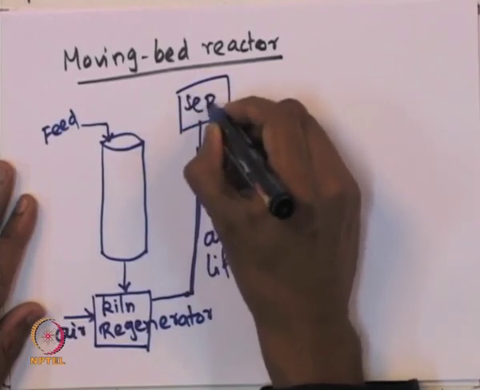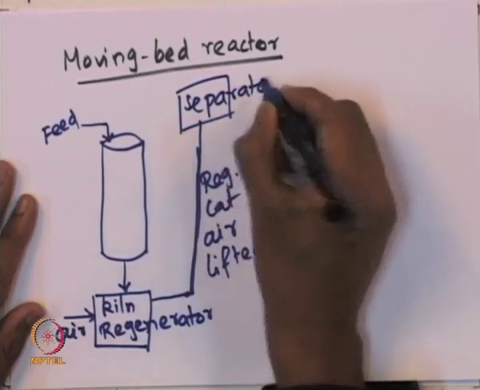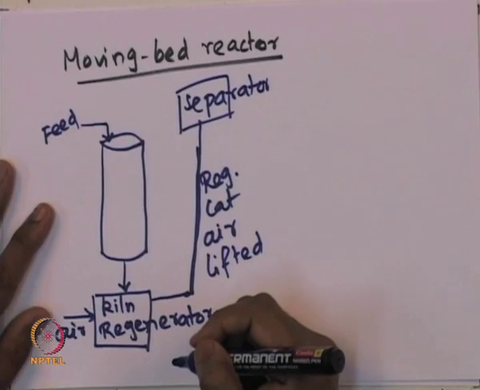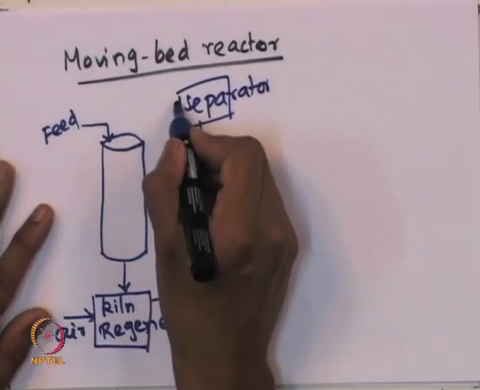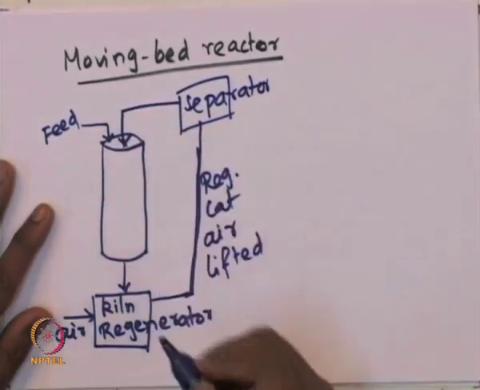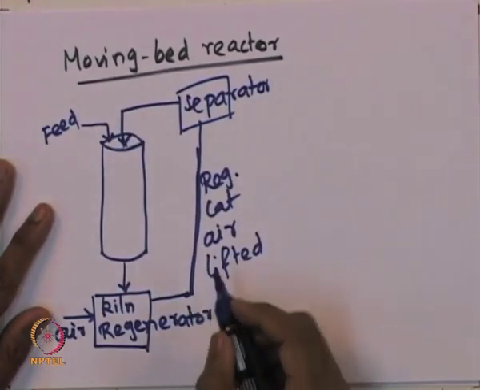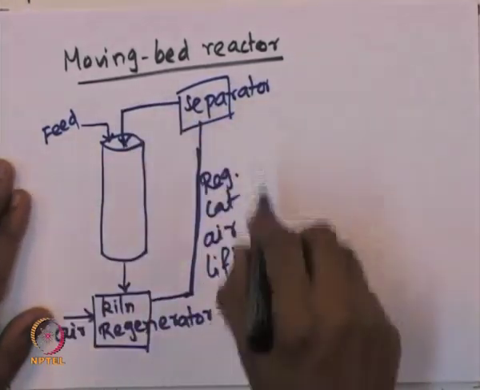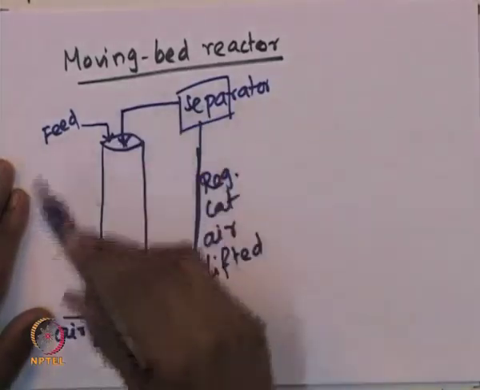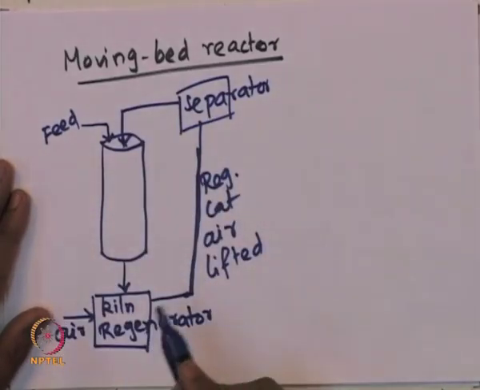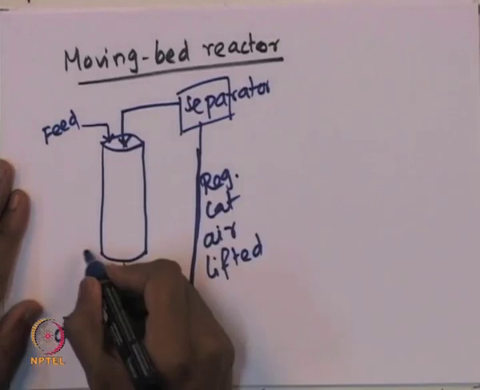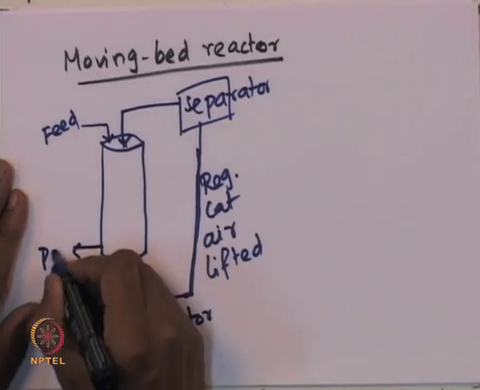So, it is a separator. Once the catalyst goes into the separator chamber, it pumps the catalyst back into the reactor. So, this is how the constant replenishment of the catalyst occurs in a moving bed reactor, and this helps in maintaining the conversion, and the products are removed from the bottom of the reactor.